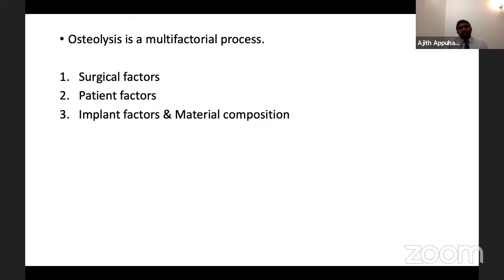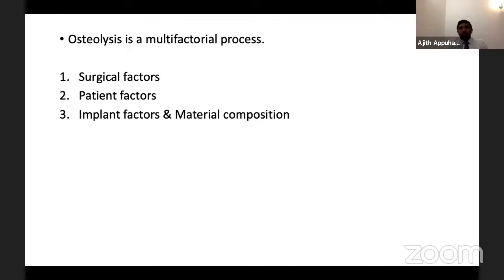Then what are the factors affecting this osteolysis? We discussed it's a biological process, so it is a multifactorial process. There are three main factors we need to discuss when you discuss implant loosening.